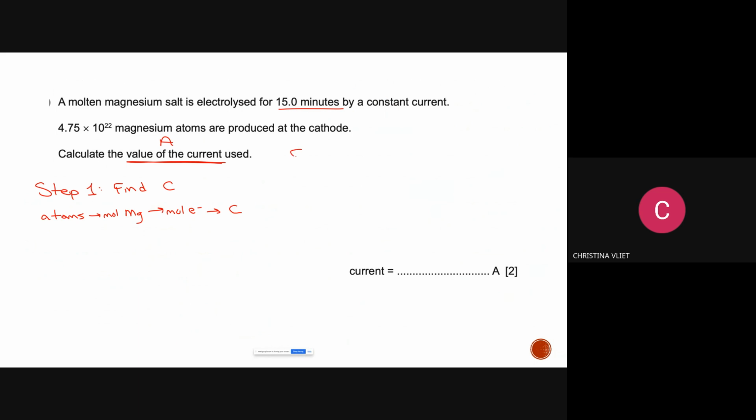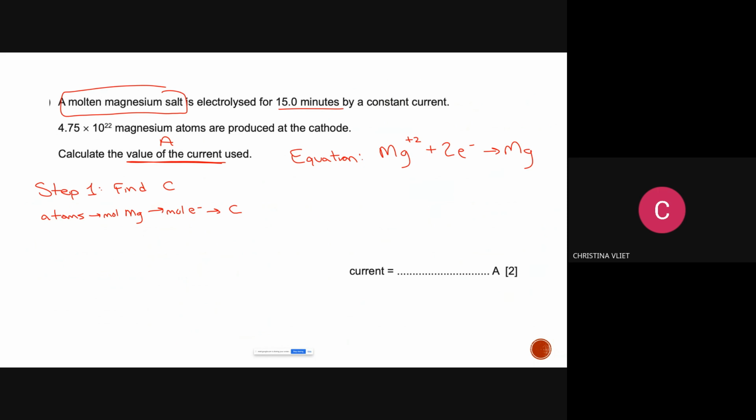So what's our equation? Molten magnesium salt. What's the equation? Mg2+ plus 2 electrons goes to Mg. So you have to be able to come up with that equation. And note the relationship, because magnesium is a group 2 metal, it has to gain 2 electrons, right?